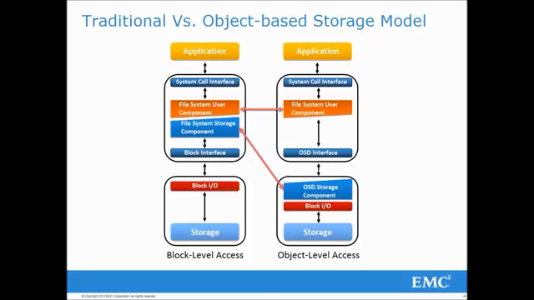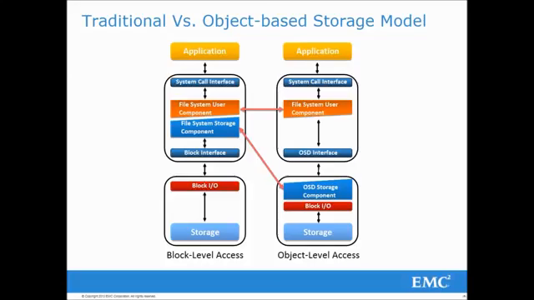The file system has two components, user component and storage component. The user component of the file system performs functions such as hierarchy management, naming, and user access control. The storage component maps the files to the physical location on the disk drive.